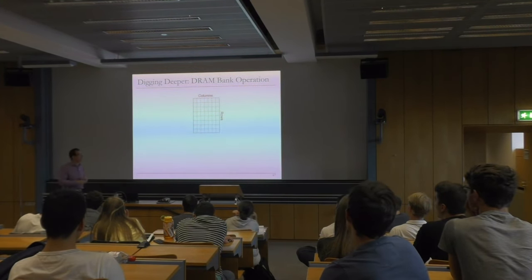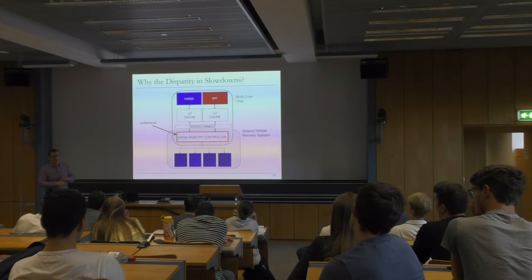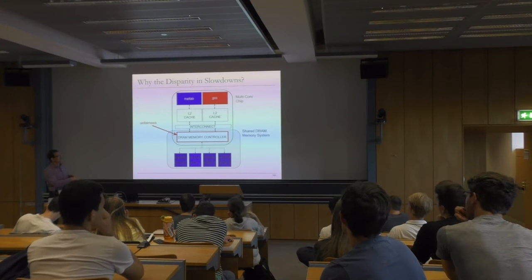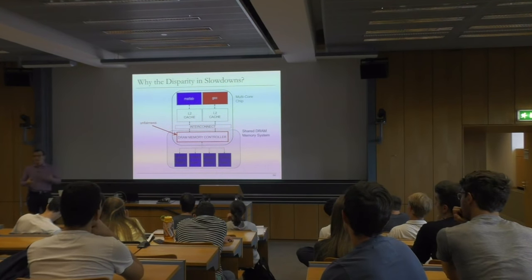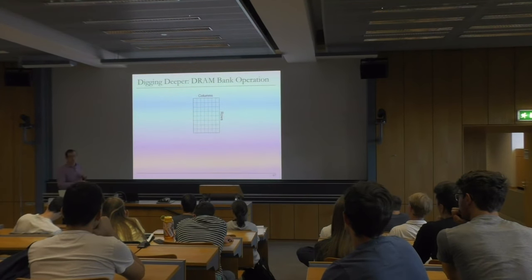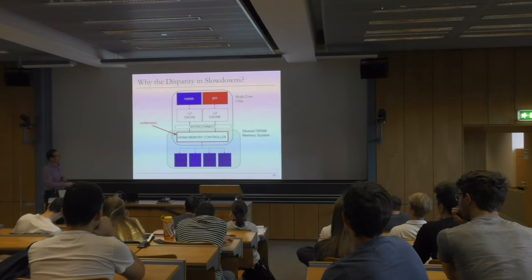So we're going to dig even deeper. Now we've dug a little bit deeper, looked at the system, and identified the problem to be here. Now, what are the components of the problem? Why is the memory controller being unfair? That's the next question. So let's take a look at how a single DRAM bank operates, and then you can generalize from that to the multiple DRAM banks over here.